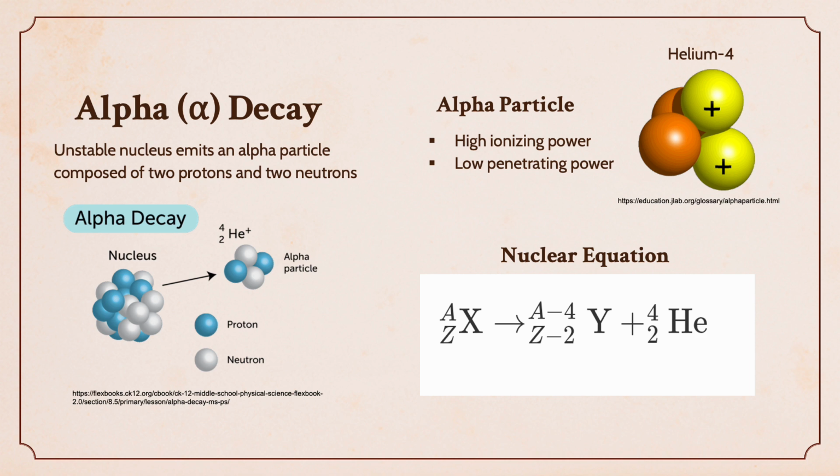However, it has the lowest penetrating power, or the ability to penetrate matter, and could easily be stopped by a sheet of paper. To describe a nuclear reaction which involves alpha decay, we can set up an equation as shown on the screen. Now let's go see an example.